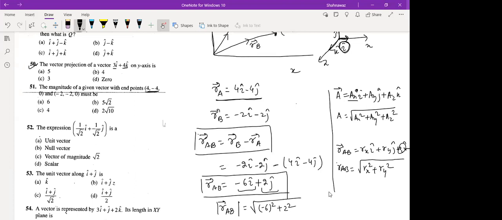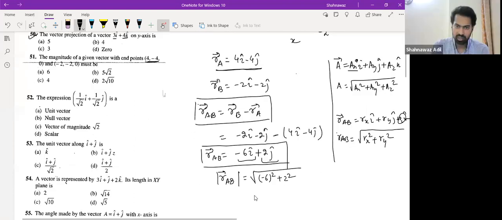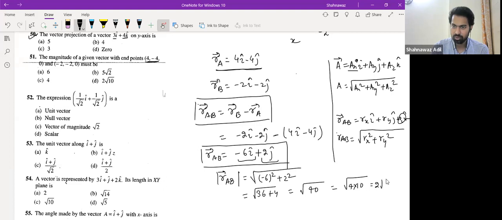So this would be 36 plus 4. Ifat has already calculated this. So root of 40. This is 4 into 10, and root 4 is 2. So 2 root 10. Okay.